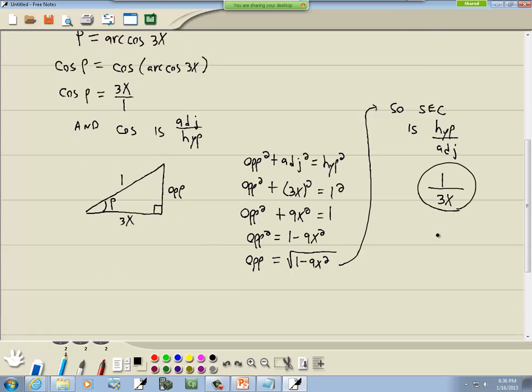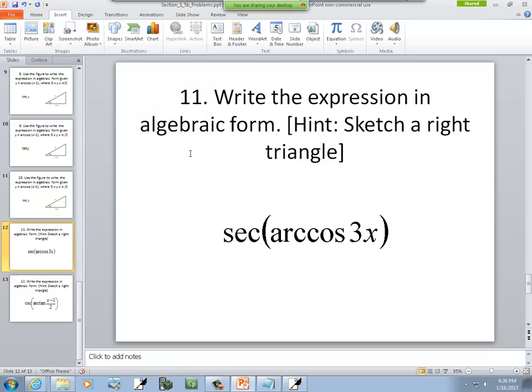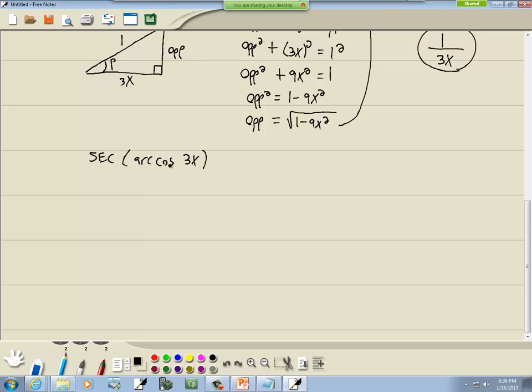Okay, a shorter way to do that one. I wanted to show that because that shows all the steps. But easier way, we got secant of arc cosine of 3x. Now recall, secant is equal to 1 over cosine. So I could rewrite this as 1 over cosine of arc cosine of 3x. And cosine and arc cosine cancel each other away, so we're left with 1 over 3x, which is what we came up with there. Now that's just using basic identities, but I didn't want to use identities. I wanted to go through this process to show it to you.